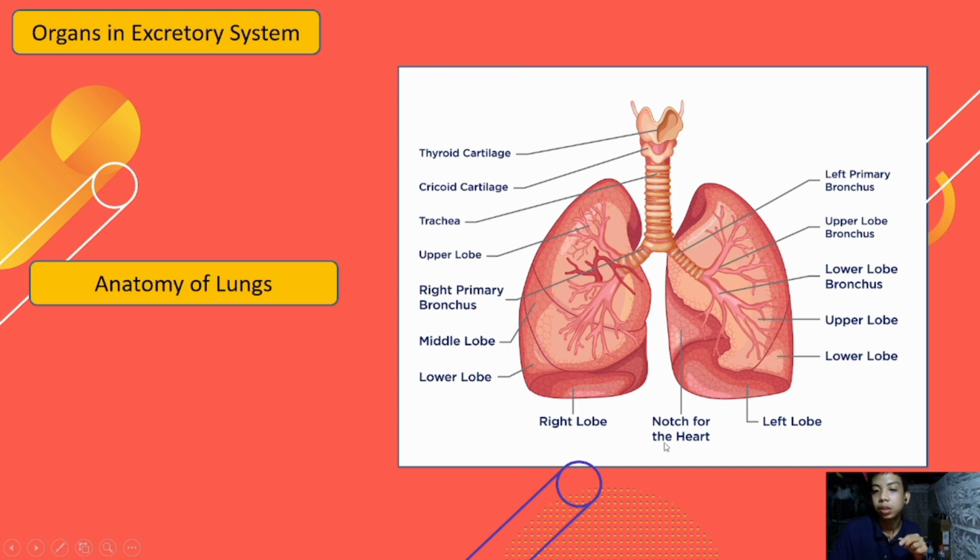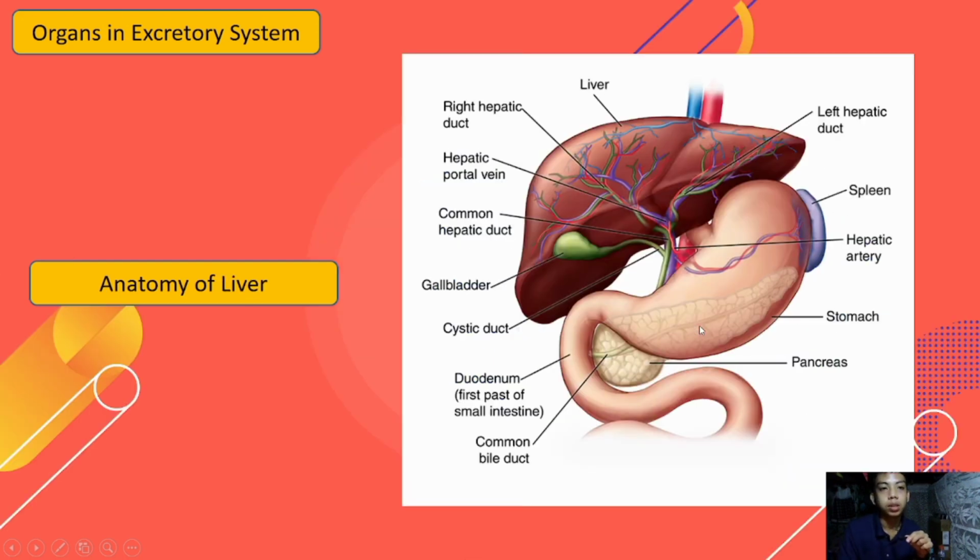On the left side, we have the notch for the heart. So we have the left lobe. So we have lower lobe, upper lobe, lower lobe bronchus, upper lobe bronchus, and the last is the left primary bronchus. So the next organ in the excretory system is the liver.